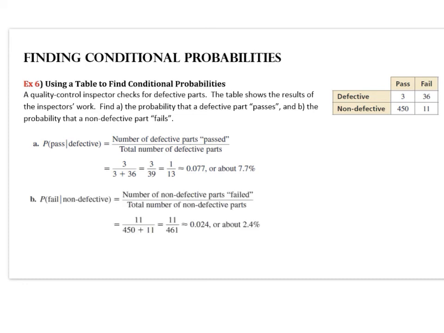Part B, our desire is to figure out the number of non-defective parts that fail, and that's going to be 11, as we can see on the chart, out of the total number of non-defective parts, which is 450 plus 11. So you also want to include the ones that pass. So that simplifies to 11 over 461, which is approximately decimal 0.024, which is 2.4%.